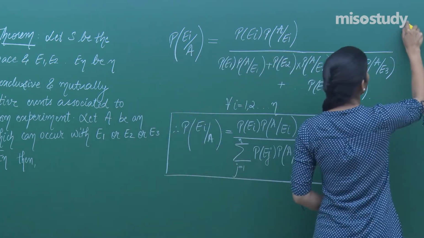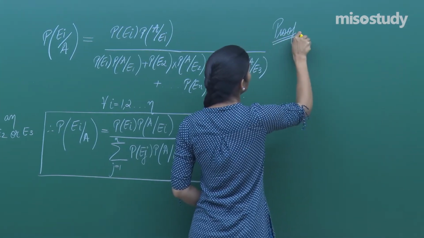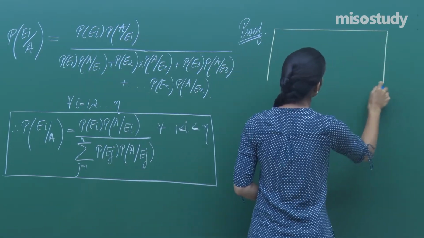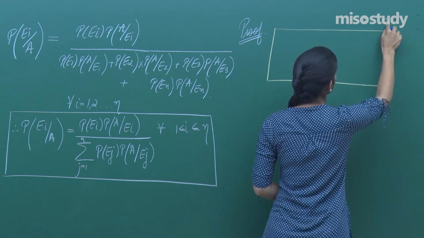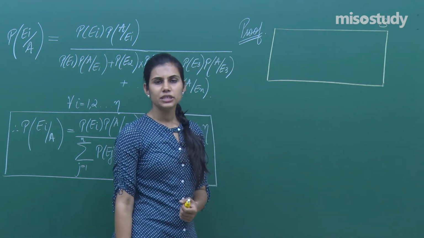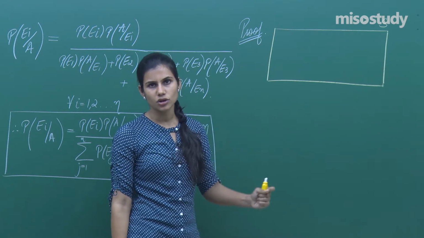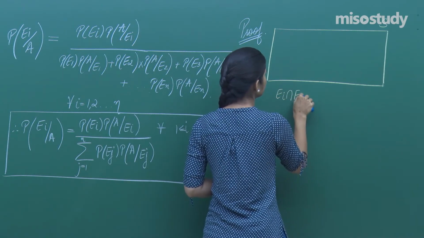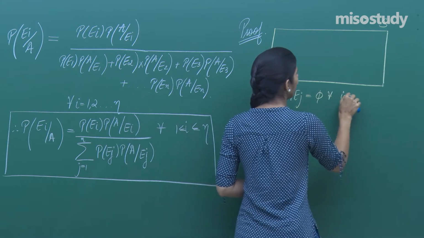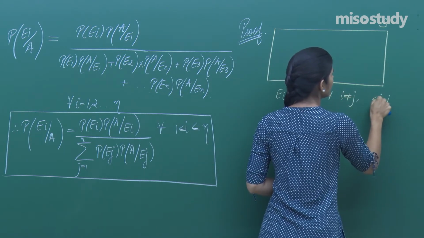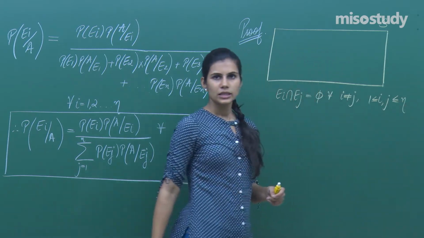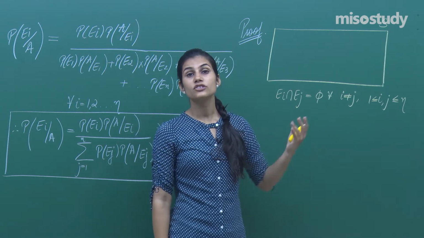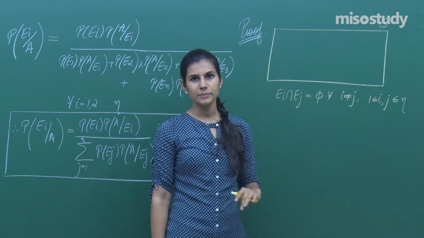Let's try to prove this. I am having a sample space. So that's my sample space. E1, E2, E3 up till En are mutually exclusive and mutually exhaustive events. That means they are pairwise disjoint. You know that Ei intersection Ej is phi for all i not equal to j, and i and j varying from 1 to n. That means there is absolutely nothing common between any two, right? They are all disjoint events or subsets of the sample space.